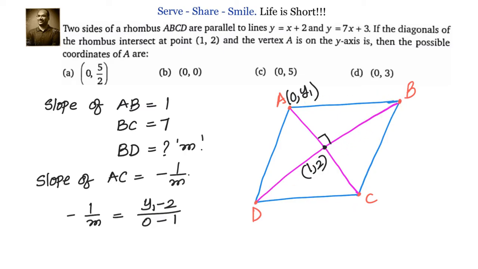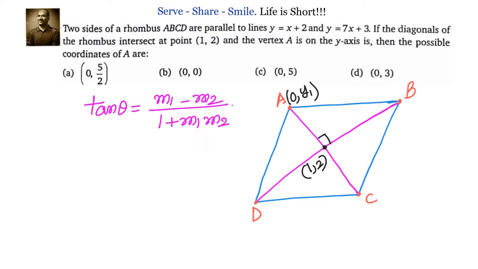For that we will say that angle ABD is equal to angle CBD. To find the angle between two lines, we'll be using the formula tan theta equals m1 minus m2 by 1 plus m1 m2. And we know angle ABD is equal to angle CBD. We know the slope of AB is 1 and the slope of BC is 7.